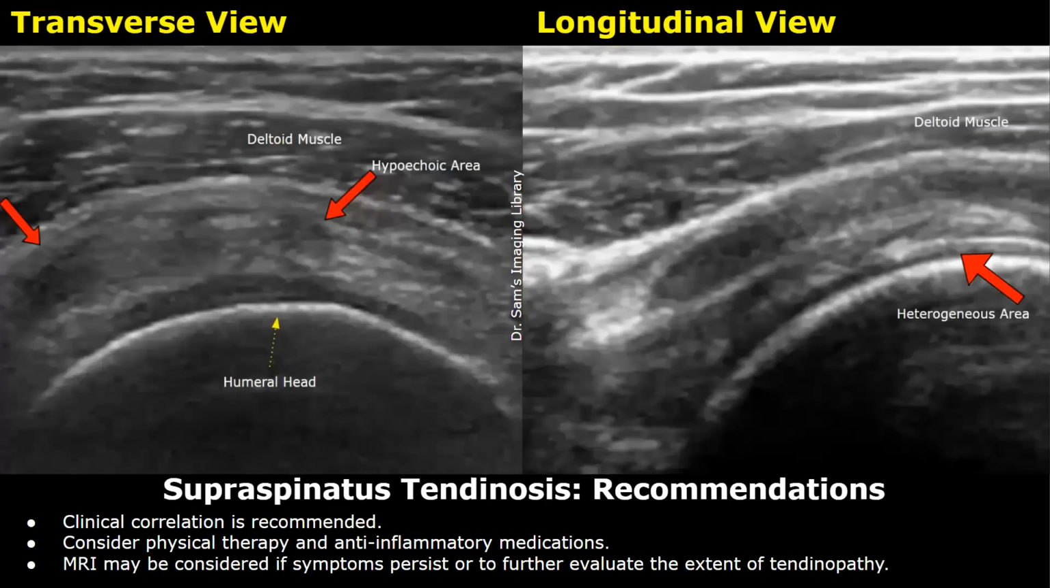Clinical correlation is recommended. Consider physical therapy and anti-inflammatory medications. MRI may be considered if symptoms persist or to further evaluate the extent of tendinopathy.